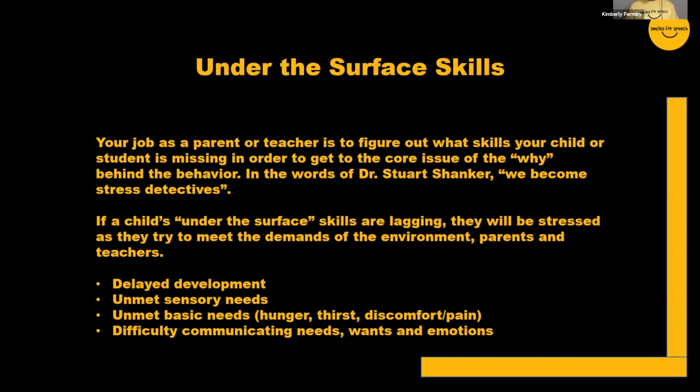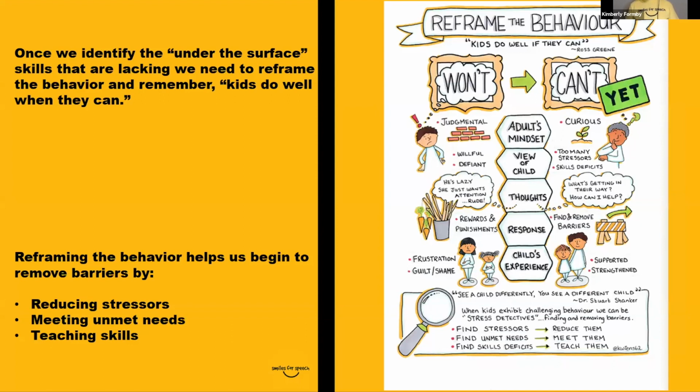Those are all reasons, underlying reasons under the iceberg, for challenging behaviors that we need to consider. And it's important to consider those underlying skills that are under the surface, because once we identify those skills that are lacking, it helps us to reframe the behavior. And it helps us to remember, like Dr. Ross Greene said, kids do well when they can, and kids want to do well.